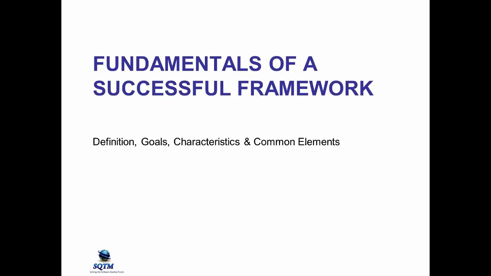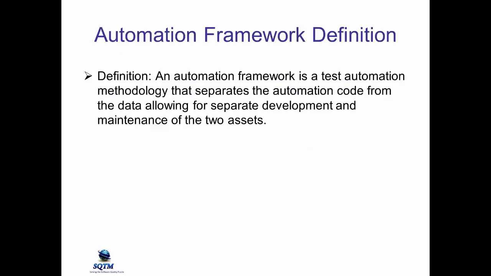First of all, some definitions. An automation framework is a test automation methodology. It's a way to design your test automation. It typically separates out the code from the data. By doing that, it allows for separate development of the code and maintenance of the 2 assets. So you have data sitting somewhere separate from the automation script itself. If you're tying data to your script, then you're limiting the value of that script, and we'll look at how to modularize components and things like that.